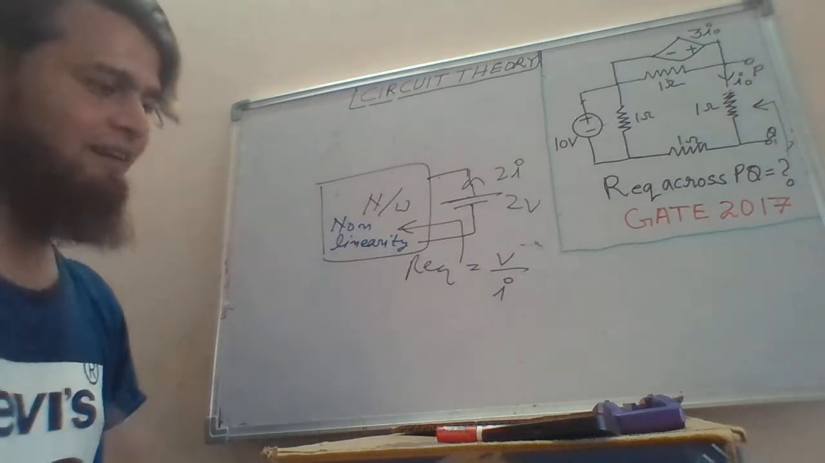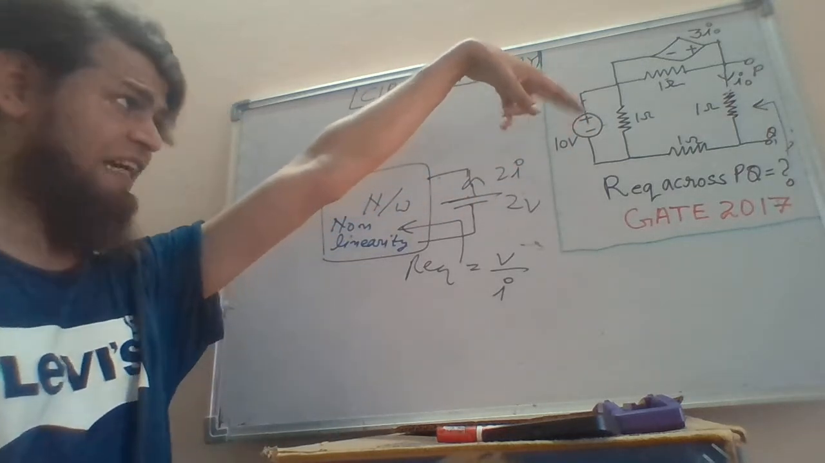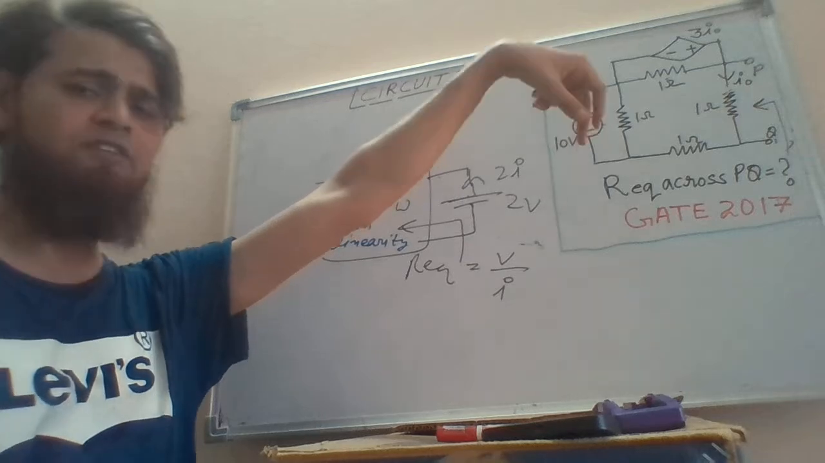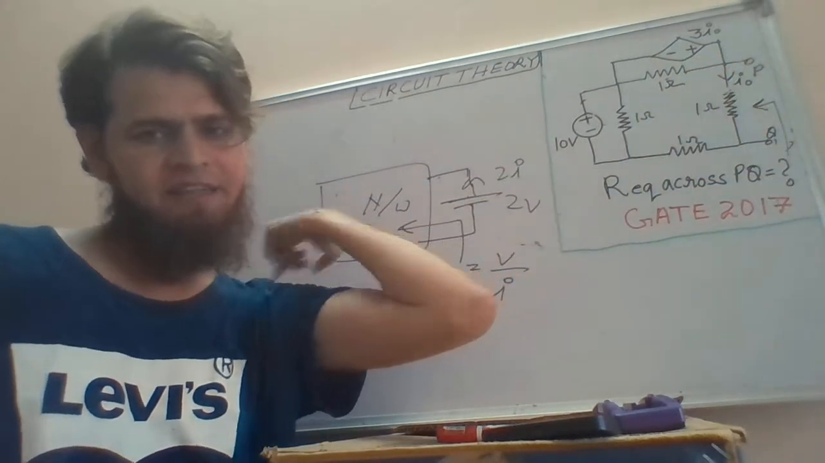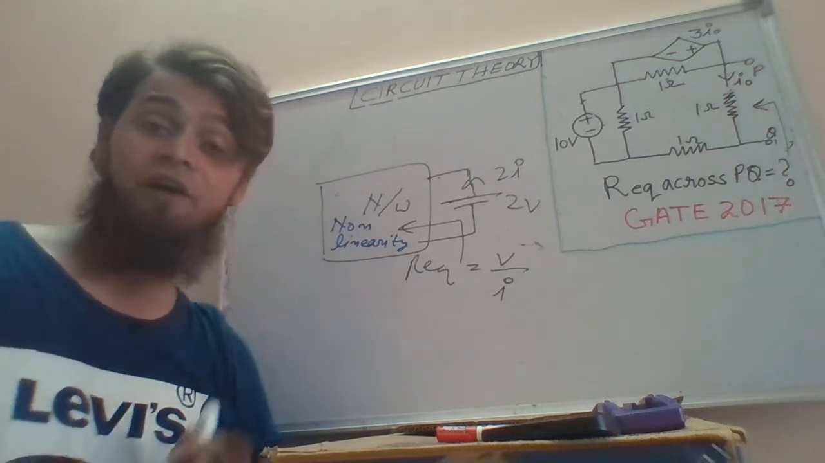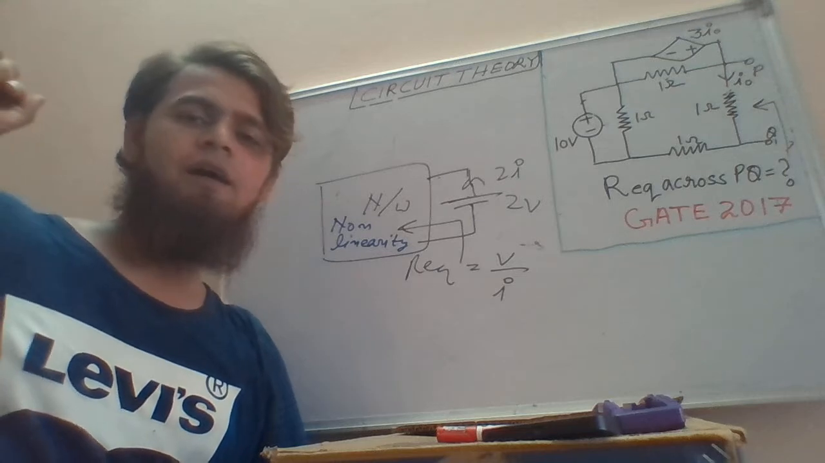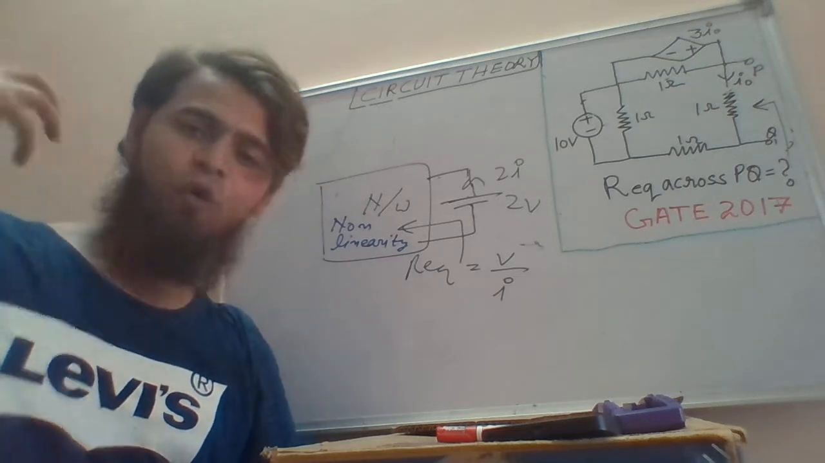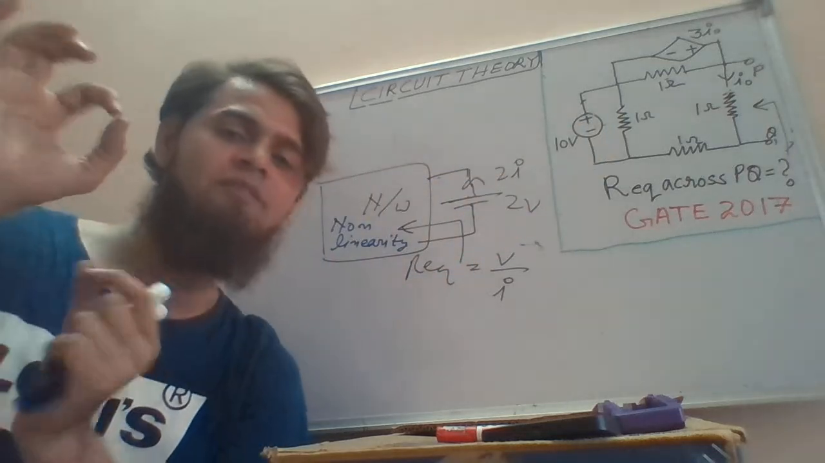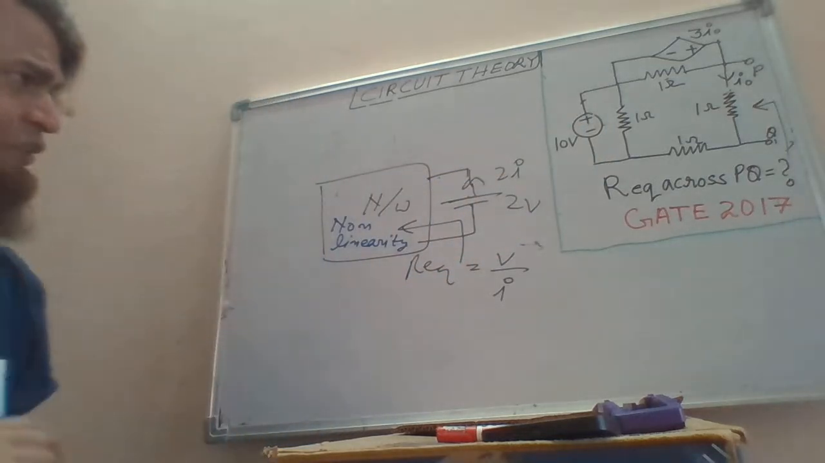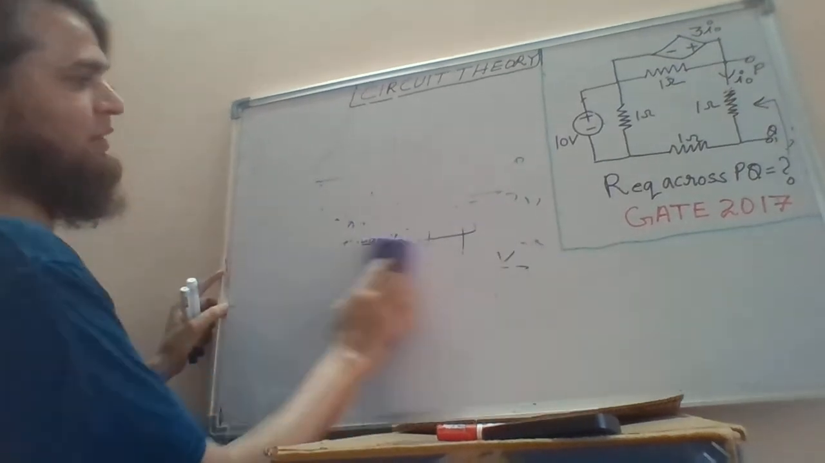So let's do it. Let's deactivate this independent voltage source by a short circuit, and let's connect a battery of 1 volt and see the current supplied by that 1 volt battery. And then we will simply say that 1 volt upon whatever current it supplies is going to be the R equivalent of this network across PQ. I think that should be clear. So let me do it.